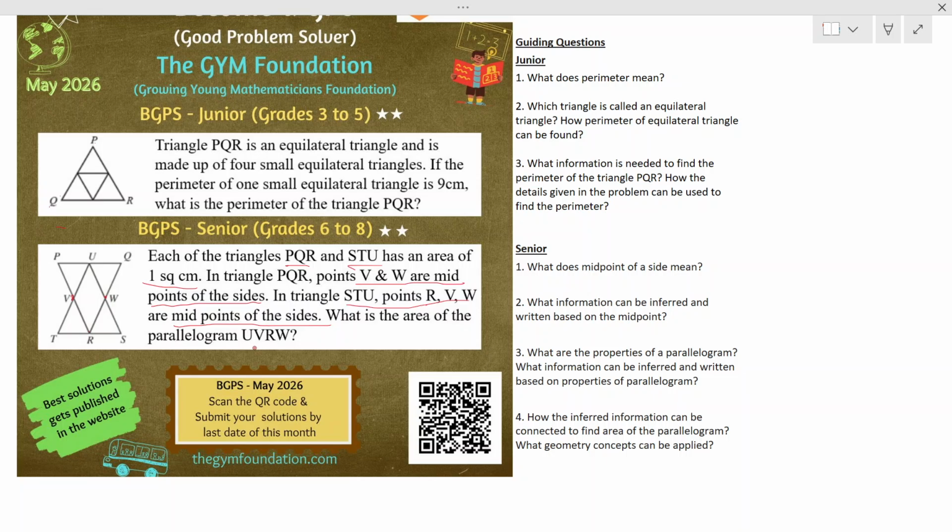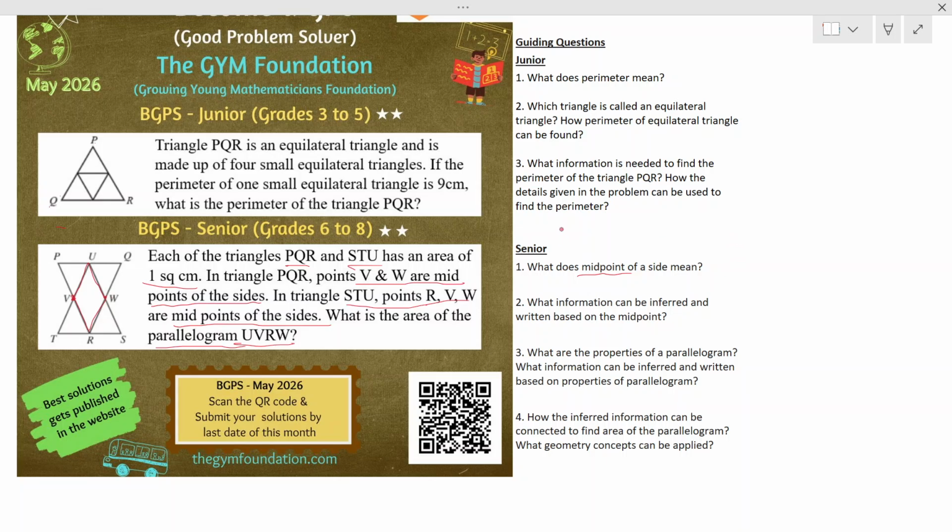What is the area of the parallelogram UVRW? So this is the parallelogram UVRW, and the question is what is the area of this parallelogram. To work on this systematically, let's ask some guiding questions to understand what the given information means. The first question: what does the midpoint of a side mean? What does it mean when I say V is the midpoint of this side PR? What information can be inferred and written based on the midpoint?